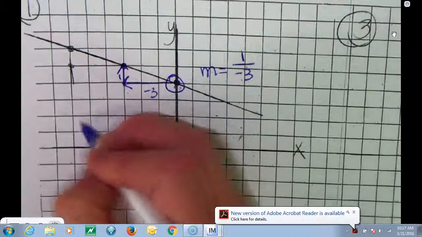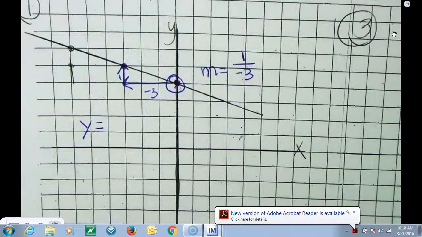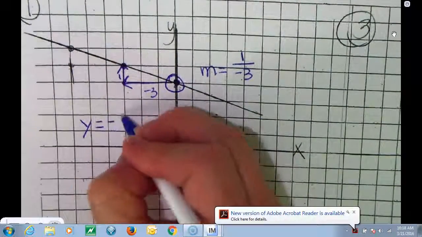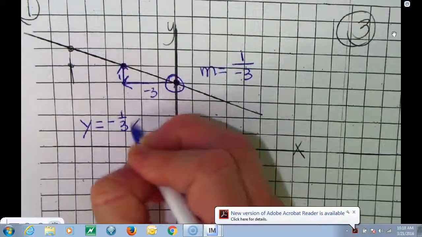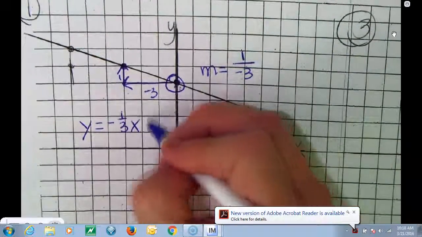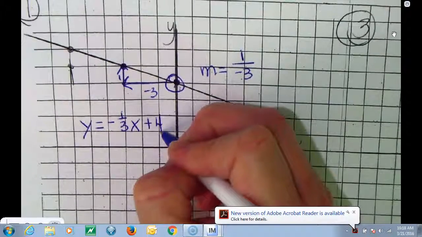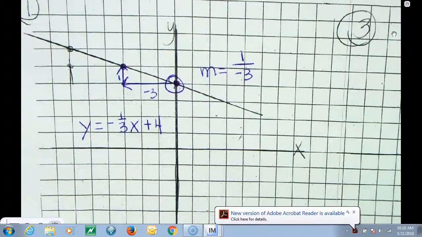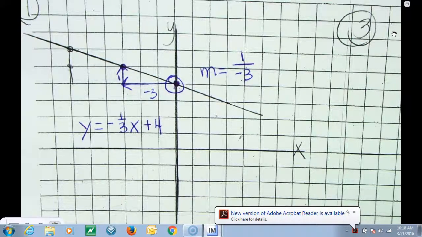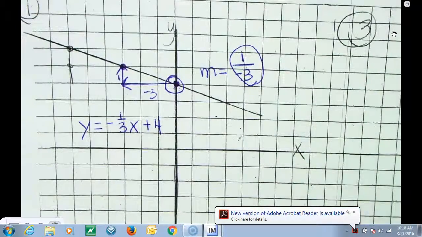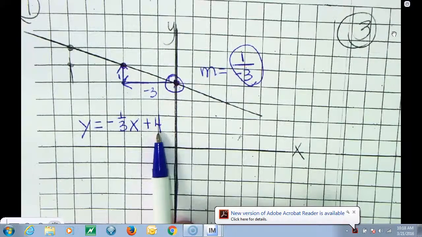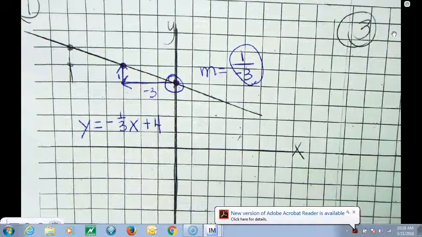So when I'm writing the equation, it's going to be y equals -1/3 x plus 4. There were some of you that didn't say anything. Do you see how we got that? Are you sure? Katie, everybody sees where we got the -1/3? That's the slope. Does everybody see where we got the +4? That's the y-intercept. Okay, look at number 2.